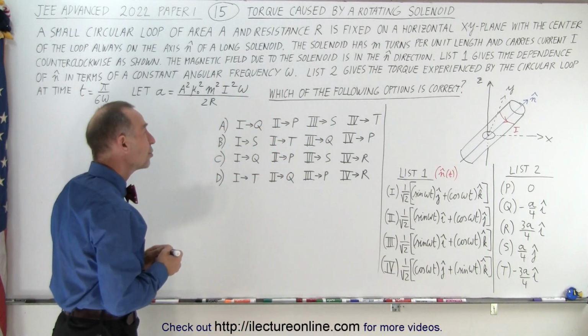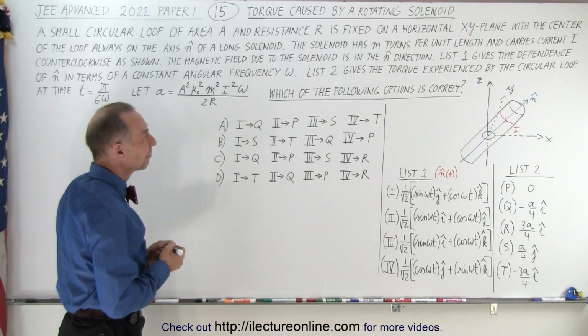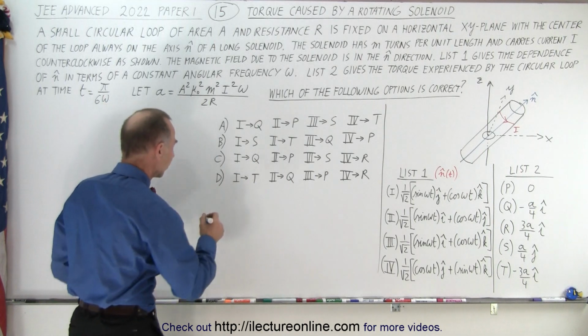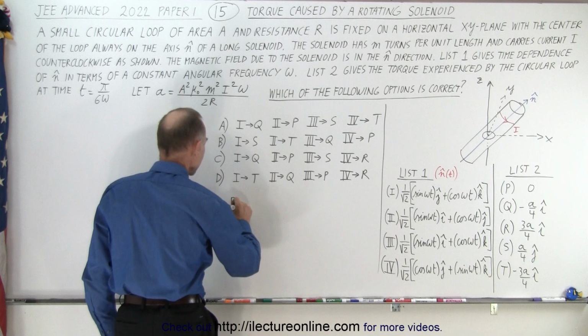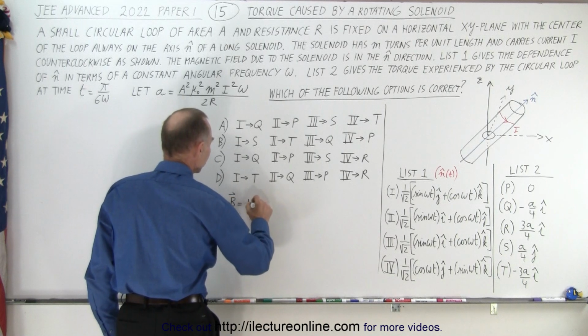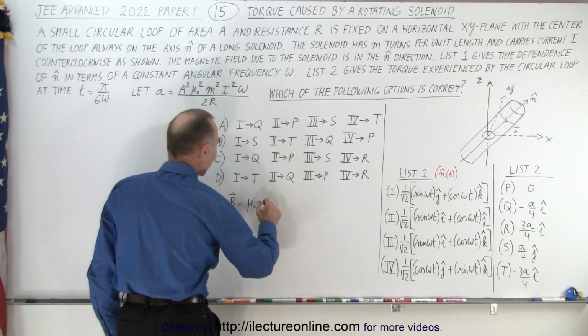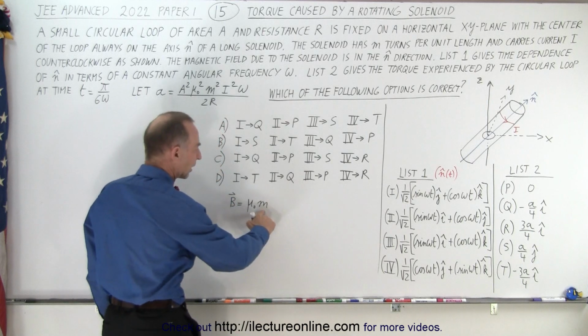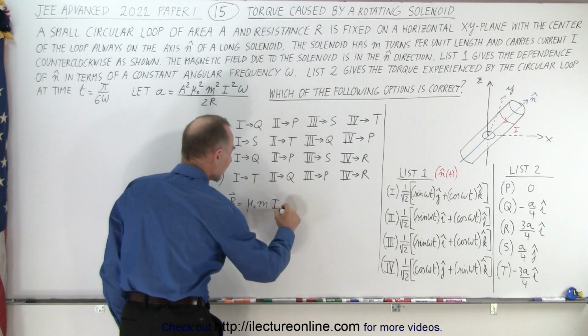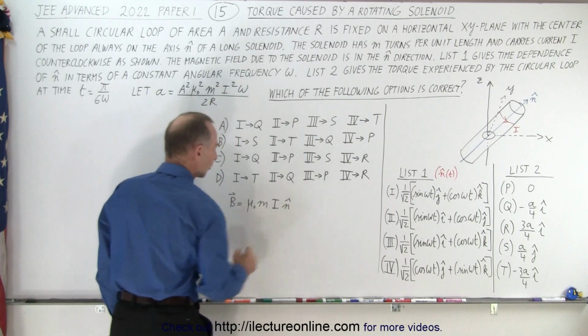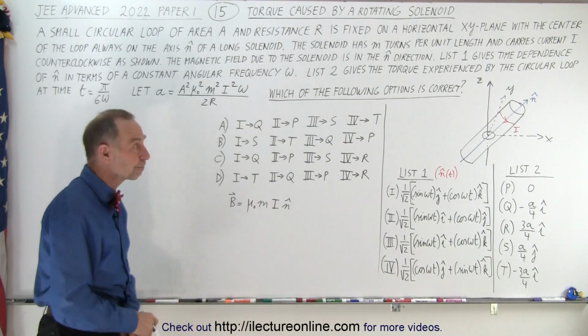So the first thing we need to do is find the magnetic field of the solenoid. The magnetic field B is going to be equal to mu sub naught times M, where M is the number of turns per unit length, times the current I in the N direction. So that is going to be the B field.